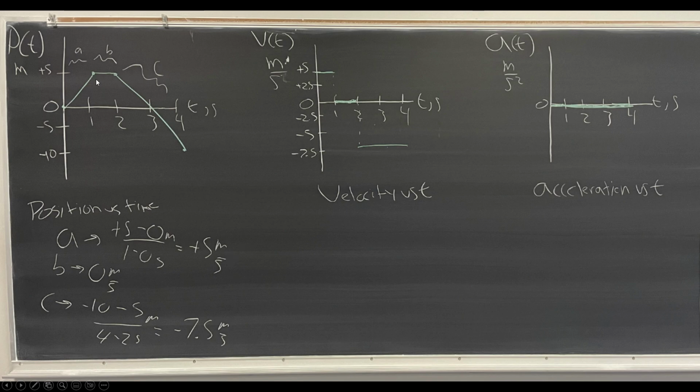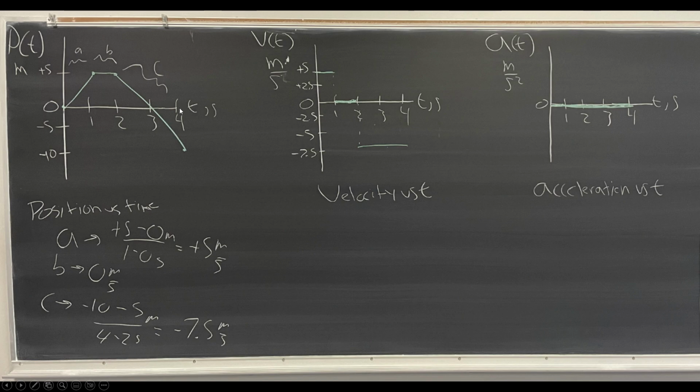For line segment B, that's a horizontal slope, so it's okay if you automatically just put that as 0. And the units meters per second are because we have position in meters divided by time in seconds. And for line segment C, the y positions are going to be negative 10 minus 5, and then 4 seconds minus 2 seconds for our plot. And that's going to give us a value of negative 7.5 meters per second.